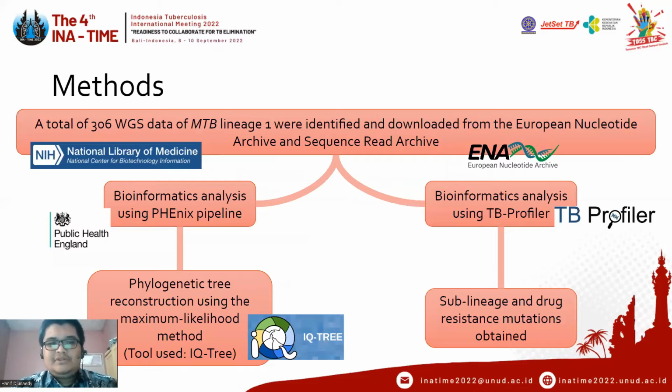So a total of 306 whole genome sequencing data of MTB lineage 1 from all around the world were identified and downloaded from the Sequence Read Archive and the European Nucleotide Archive. The data underwent bioinformatics analysis using TB Profiler, from which we obtained sublineage and drug resistance mutations information. And then in parallel, these data also underwent bioinformatics analysis using the Phoenix pipeline, the results of which we used to reconstruct a phylogenetic tree using the maximum likelihood method. The tool used here is called IQ-TREE.